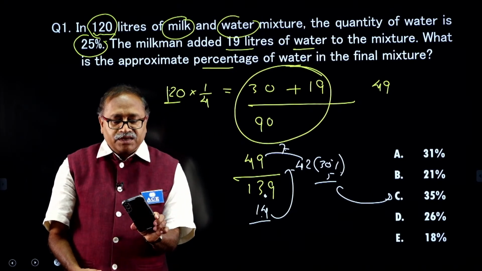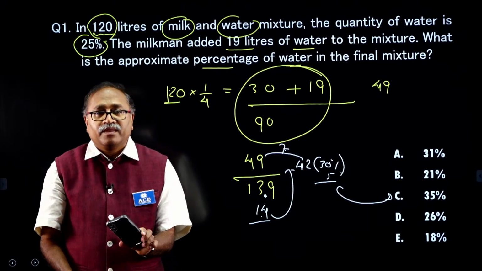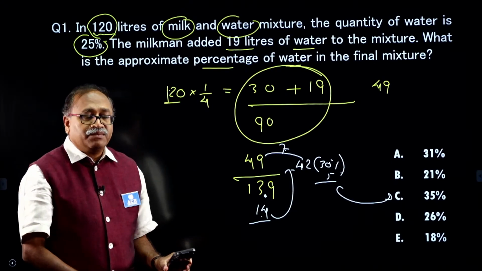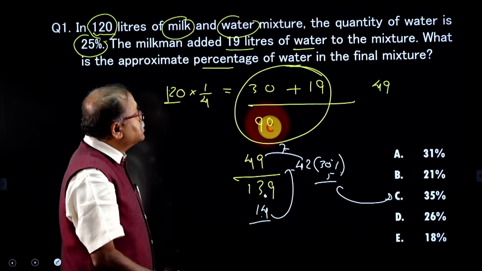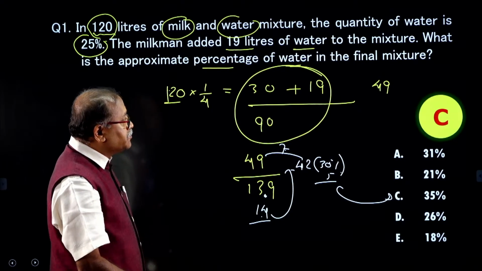Am I clear the percentage calculation? Okay. In the exams we do in the similar way, my dear friends. I am moving on to the next question, and it is here option choice C, 35%.